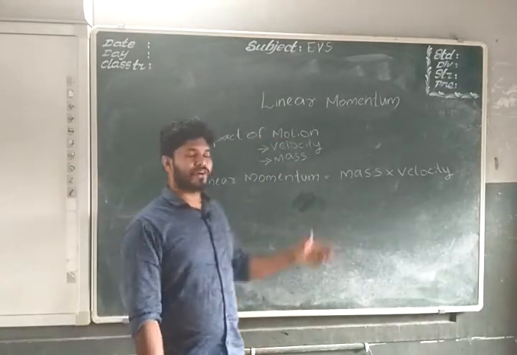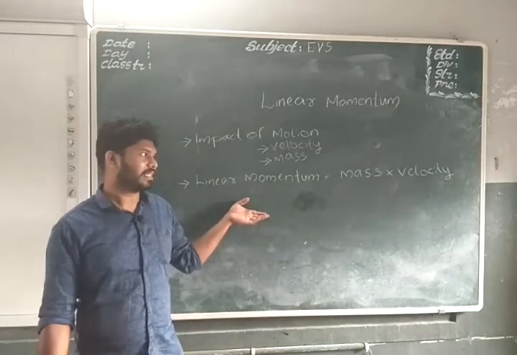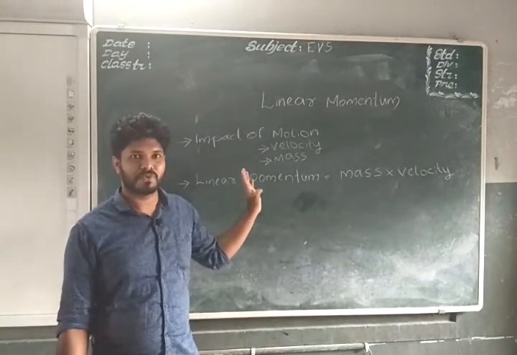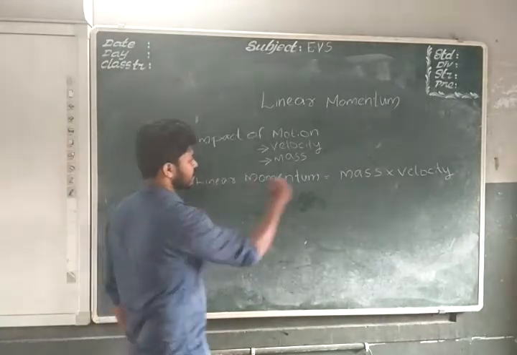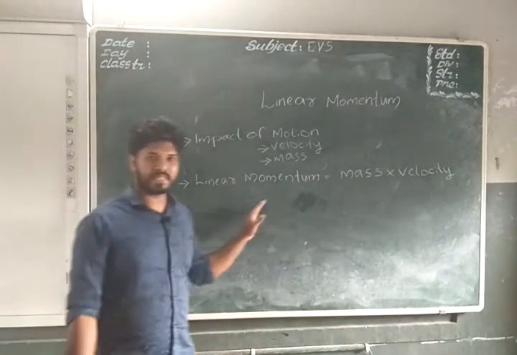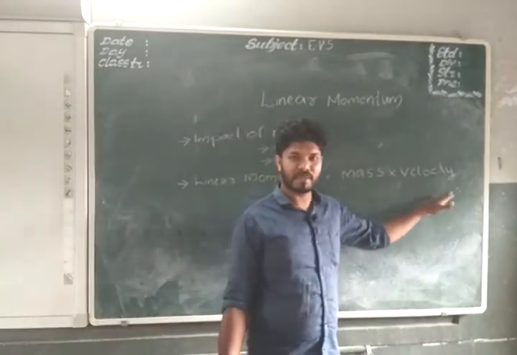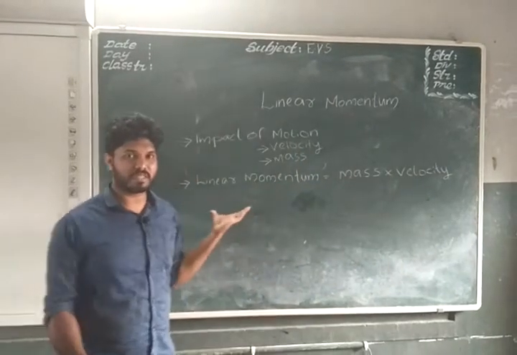So here we introduce another physical quantity that measures the amount of impact of motion. This physical quantity is called linear momentum. So linear momentum is defined as the product of mass and velocity. Up to this I have just given an introduction to this linear momentum.